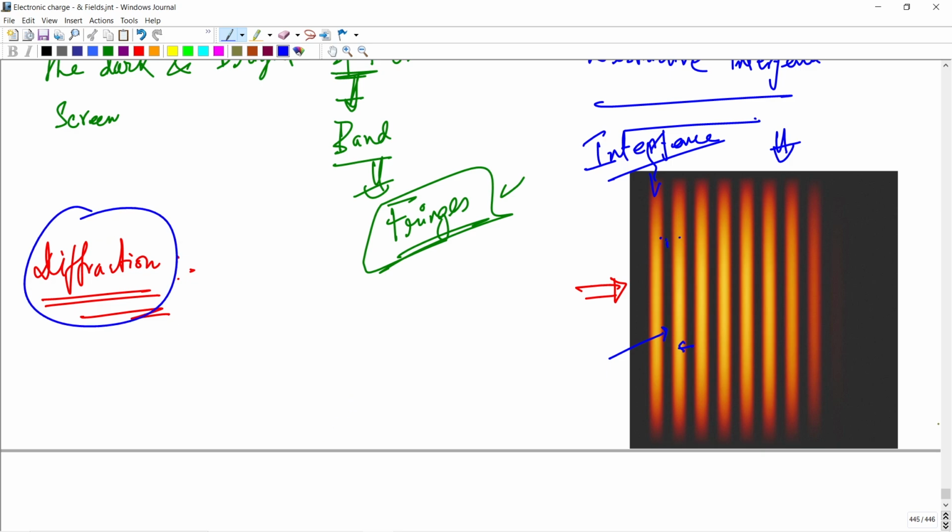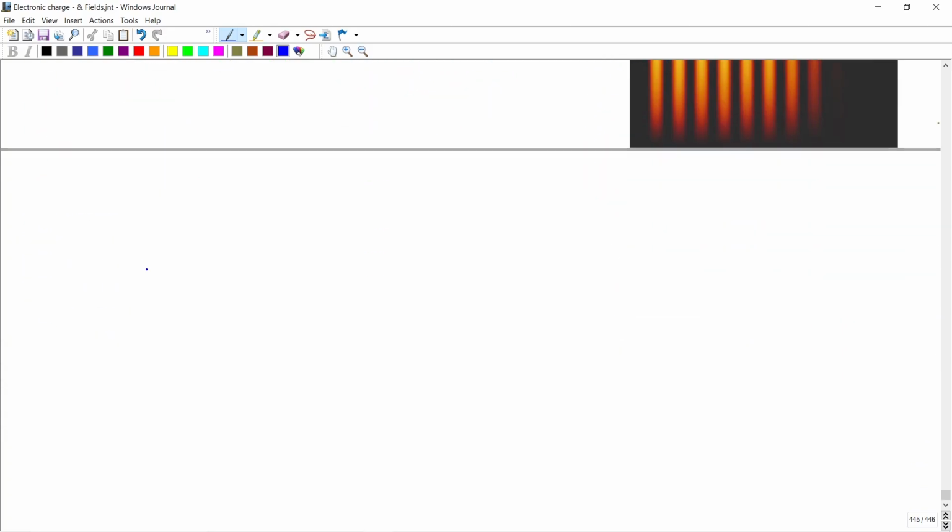Diffraction is when a single source also produces some pattern, some fringes here. So when light passes through two blades with two very sharp edges, very close together, the sharp edges also create some pattern here. This diffracted pattern is called diffraction. It looks like this.